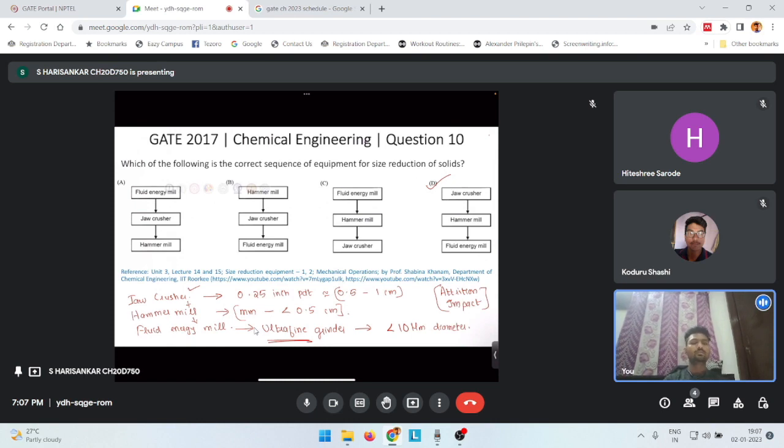So basically, if you want to crush something like a rock or a huge particle of some 6 feet particle size, a jaw crusher is the first line of crushing, and then you can put it in a hammer mill to reduce it to the millimeter range, and these millimeter particles you can put in the fluid energy mill and reduce them to even ultra fine particles. So this is the order here for this question.